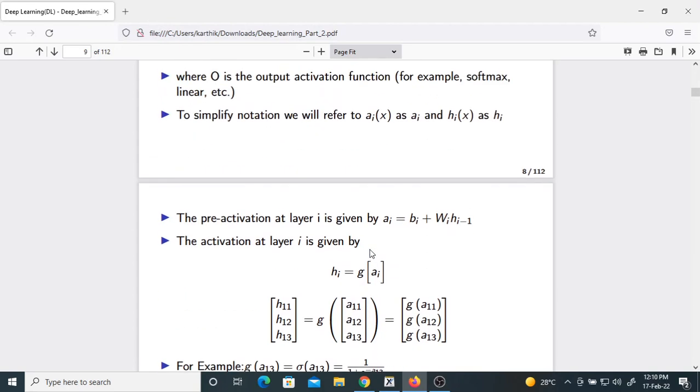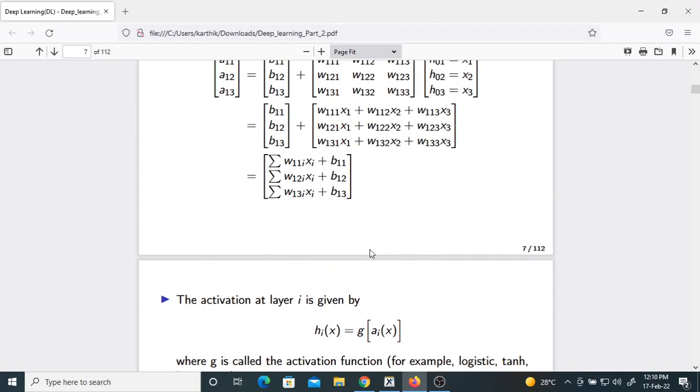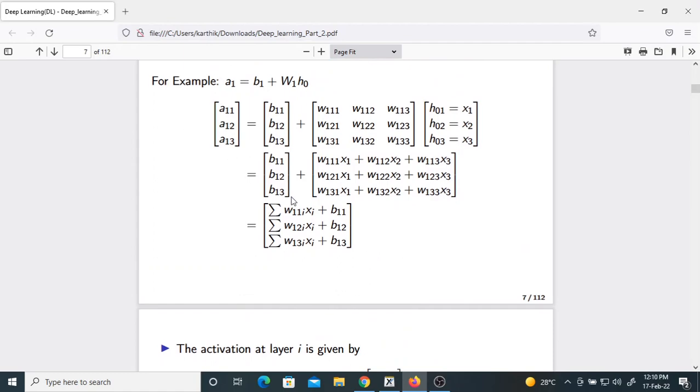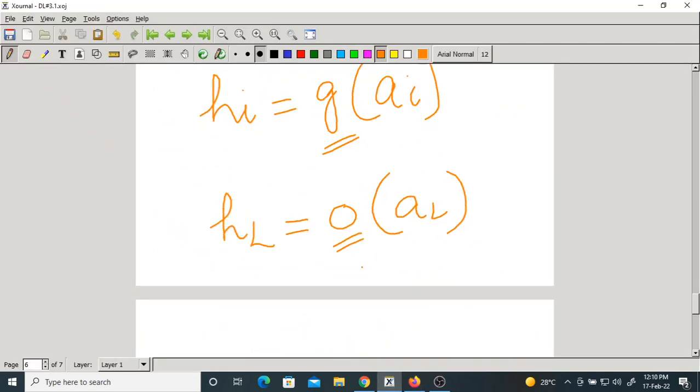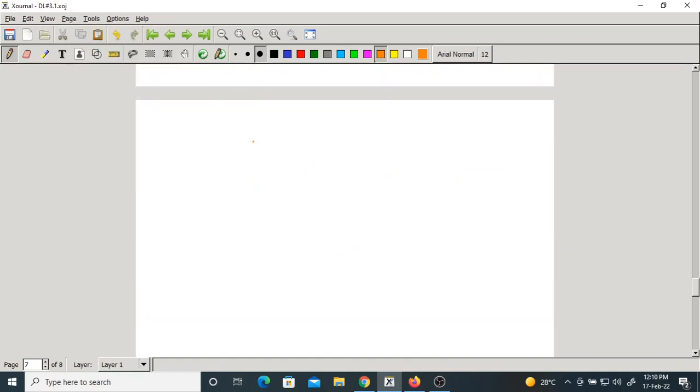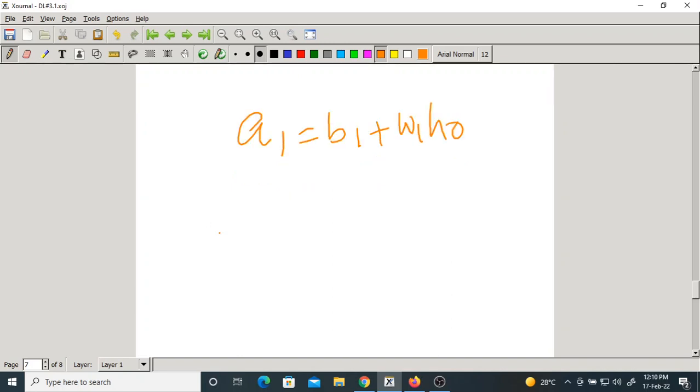Now, here we have A1, A2, A3, correct? Let me write here. Take an example: A1 equal to B1 plus W1 H0. So we get A11. What is A1? It is a vector A11, A12, A13. This is the pre-activation of layer 1, A1.